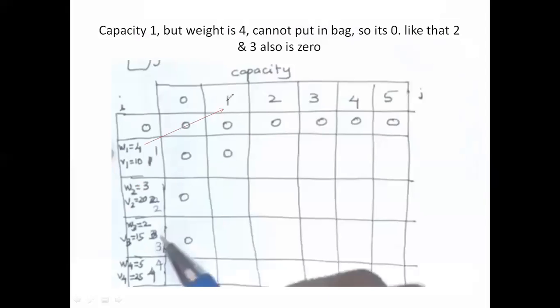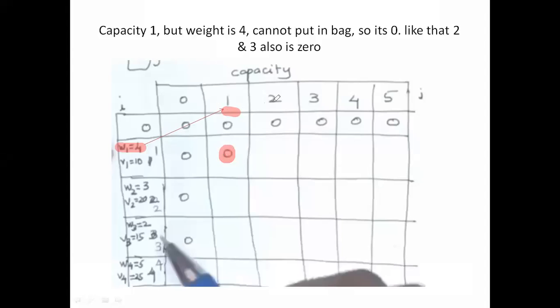So here the capacity of the bag is 1, but the weight is 4. We cannot hold 4 in the capacity of a 1 kg bag. Yes, so for that, 0.